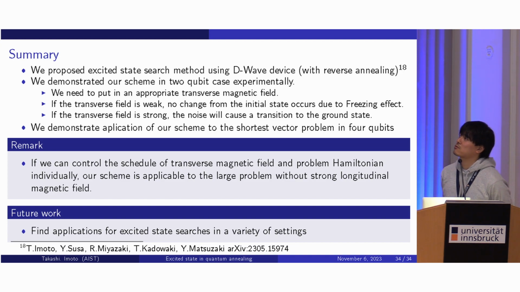And we should remark that we can control the transverse magnetic field and problem Hamiltonian individually. The scheme is applicable to a large problem with a strong longitudinal magnetic field. And finally, future work is that we should find applications for excited state search in a variety of situations.